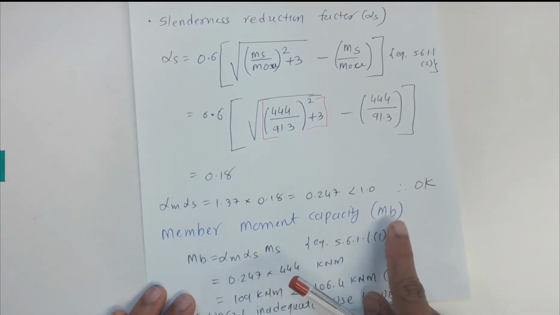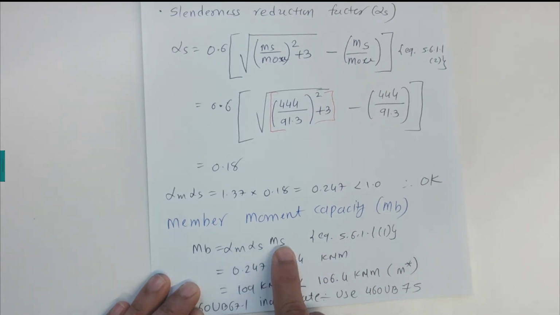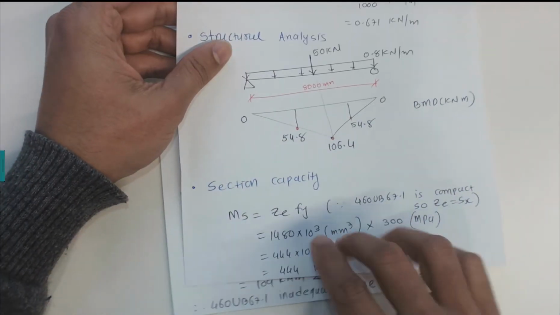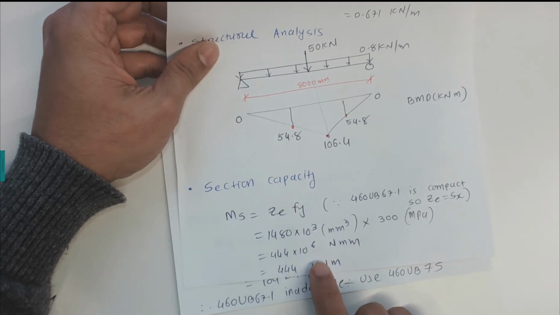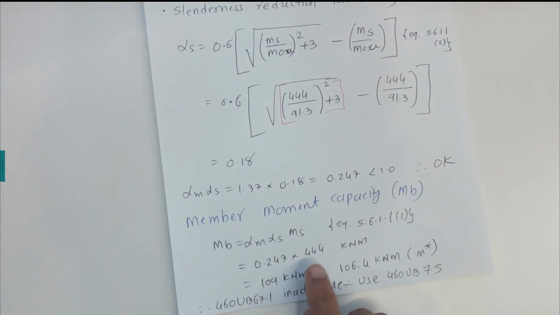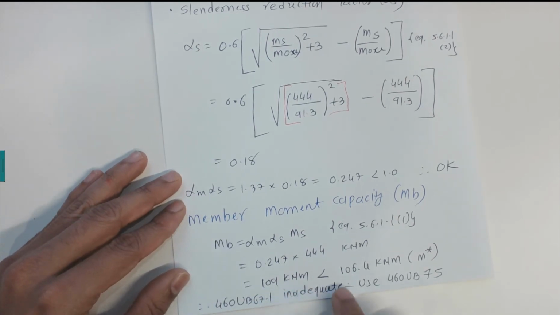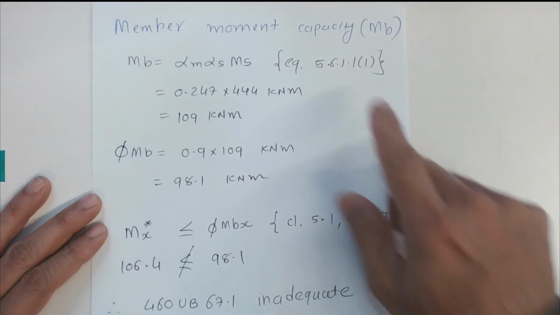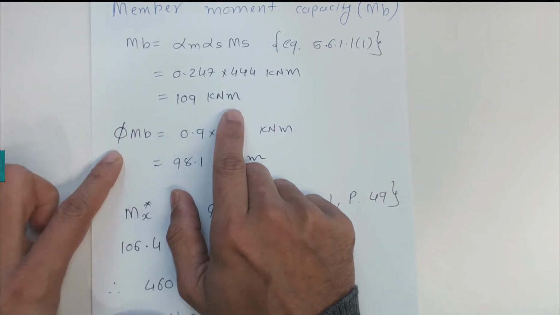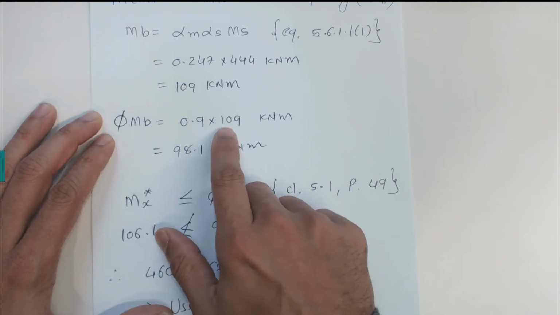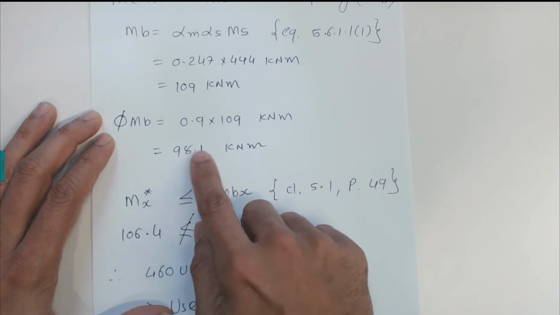Now the member moment capacity Mb is alpha m times alpha s, which is 0.247 that we just calculated, times the section capacity, which is 444 kilonewton meters, calculated in the previous steps. Multiplication gives 109 kilonewton meters, which is less than 106.4. Once we find the member moment capacity, 109 kilonewton meters, we can find phi Mb. The safety factor is 0.9 times 109 kilonewton meters, which gives 98.1.